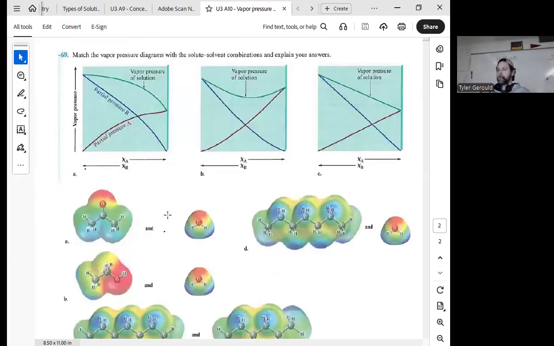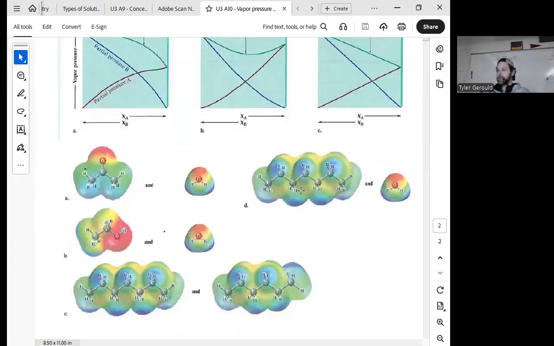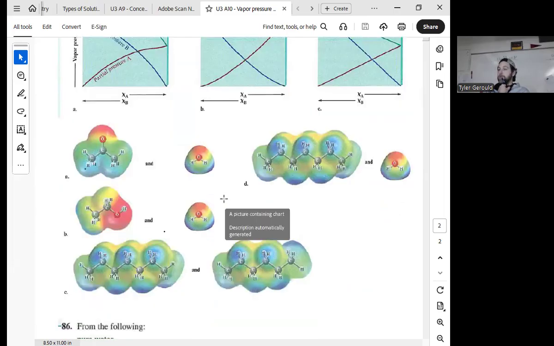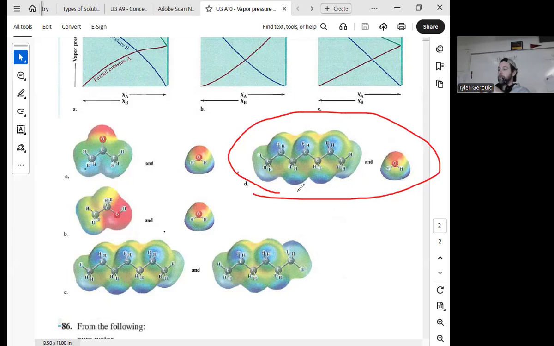Really quick on the backside, you're just trying to figure out positive deviation, negative deviation. So ones that have positive deviation are ones that do not have a strong intermolecular force, like polar and nonpolar. I would say the ones that do not jive with each other the most is D. We've got nonpolar and polar. These are not really interacting with each other as well. This is most likely to be the first graph, most likely to be positive deviation.